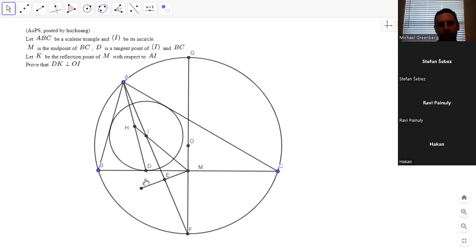But I think we want to show that DI squared minus DO squared equals KI squared minus KO squared, but that's the same as showing the difference between the powers of D with respect to both circles is the difference between the power of K with respect to both circles. So the power of D with respect to both, that's just DB times DC. And the power of K with respect to both, I don't know if there's an easier way to do that.